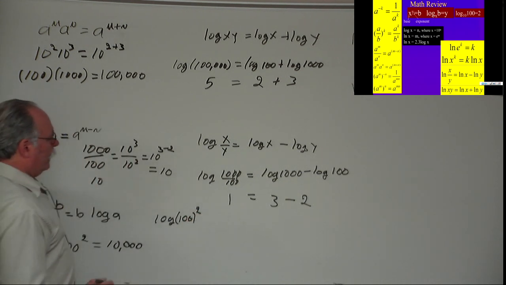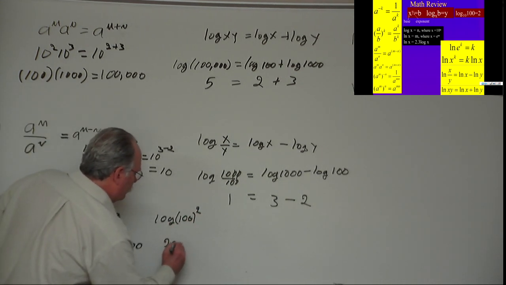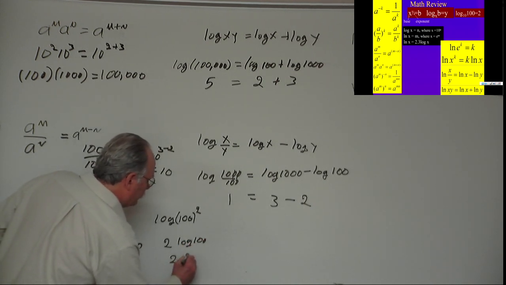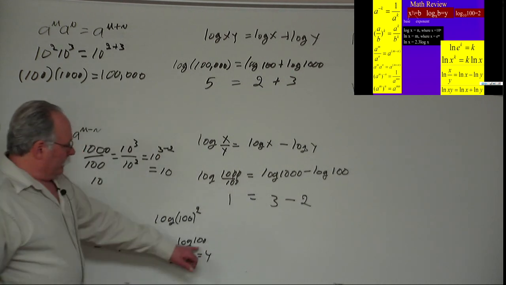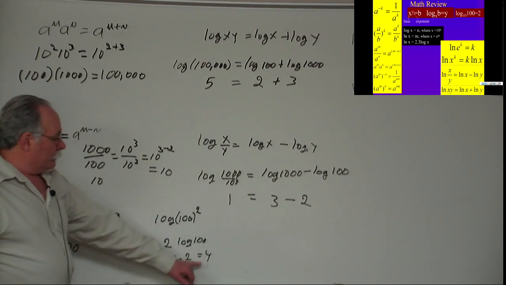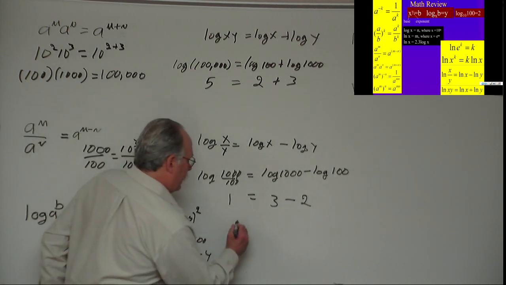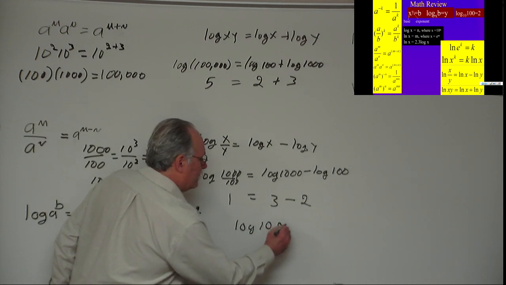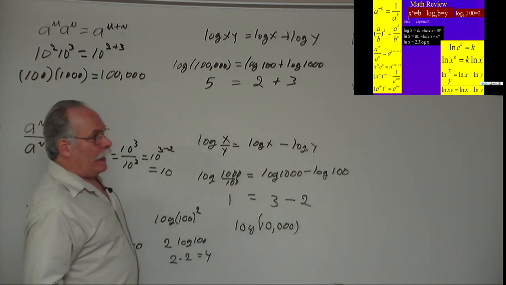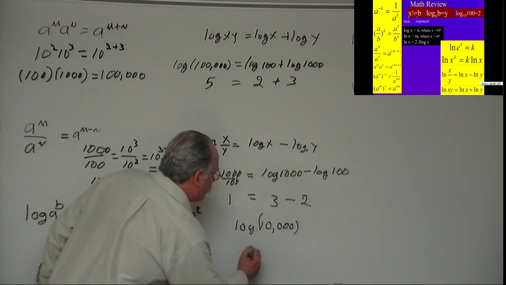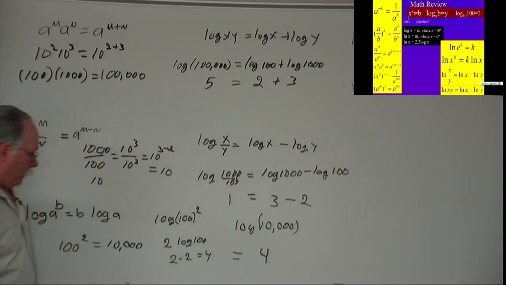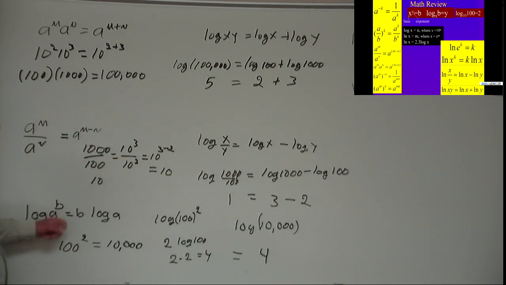Now, I could say that the log of 100 squared is equal to 2 times the log of 100, which is 2 times 2, which equals 4, because the log of 100 is 2, and 2 times 2 is 4. Now I can come over here and say the log of 100 squared is the log of 10,000, and that's 10 to the power of 4. So the log of this is 4, and lo and behold, 4 equals 4. Okay? So the log of a to the b is b log a. Okay? All right, I hope that helps.